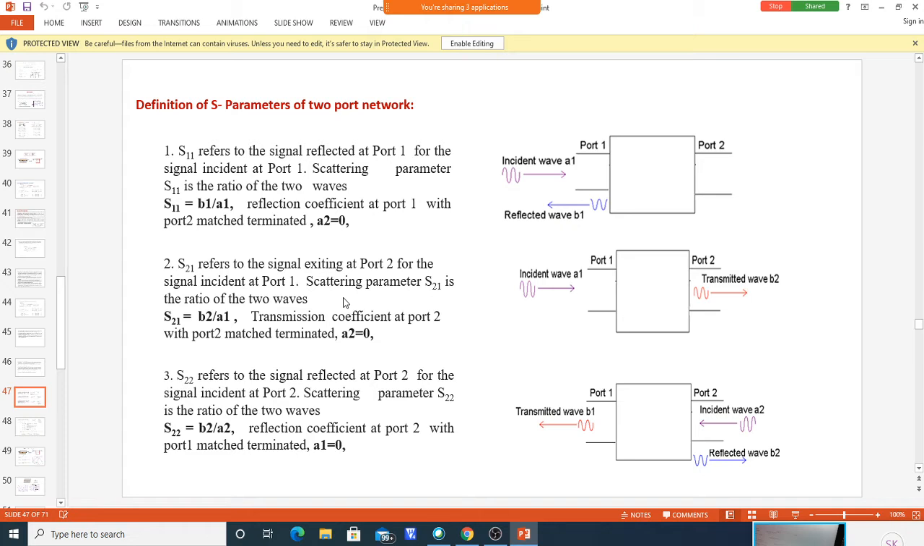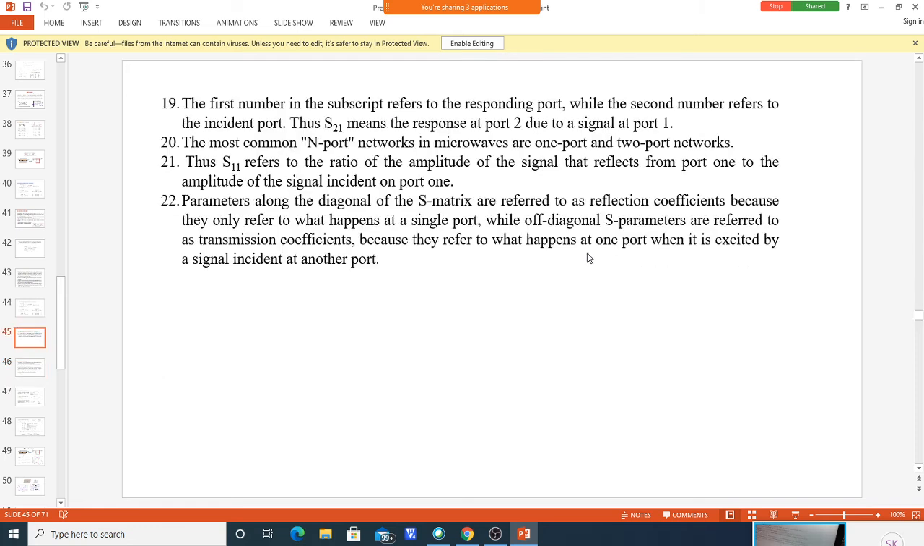Because we cannot use ABCD parameters, Z and Y parameters at RF and microwave frequencies. I already told you why we cannot use those parameters at RF and microwave frequencies. So for a two-port network, and it may be any number of ports, that network may consist of any number of ports, that entire network can be represented by its S matrix.